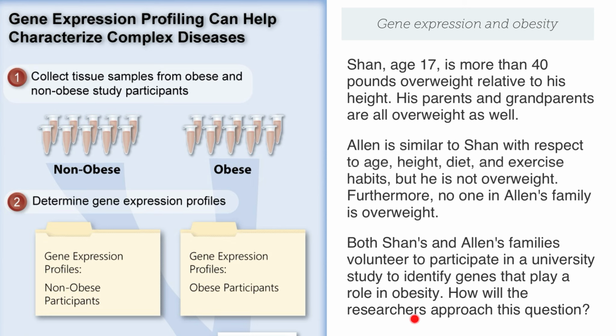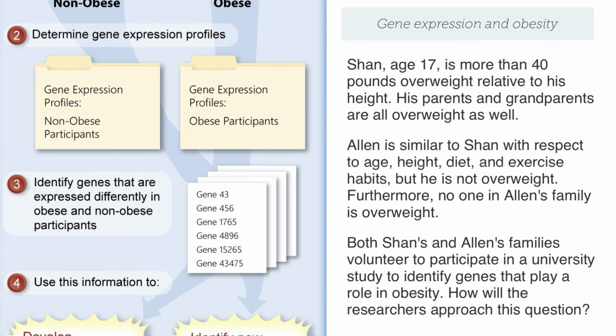How will researchers approach this question? At the first step, we take samples from the obese family and the non-obese family. Which tissues would we be interested in? It's not brain tissue, it's not skin. It's going to be fat tissue and liver tissue, which play a major role in obesity. In the second step, we identify gene expression profiles in non-obese participants and in obese participants.